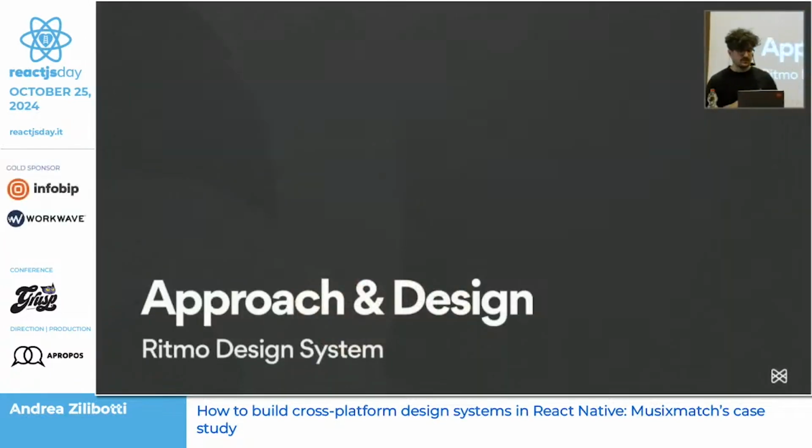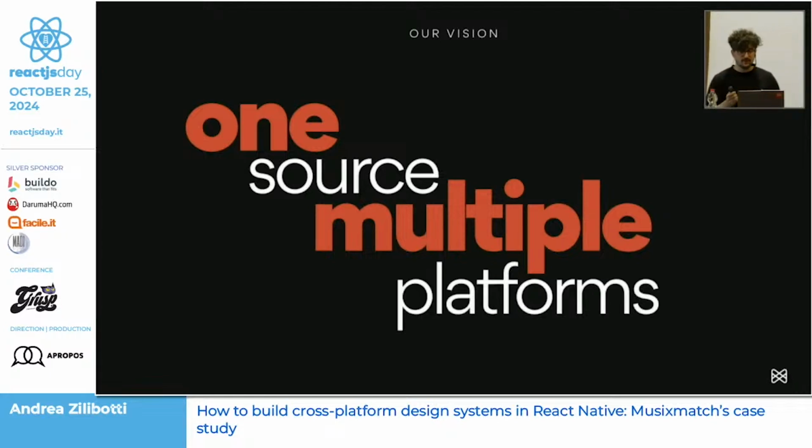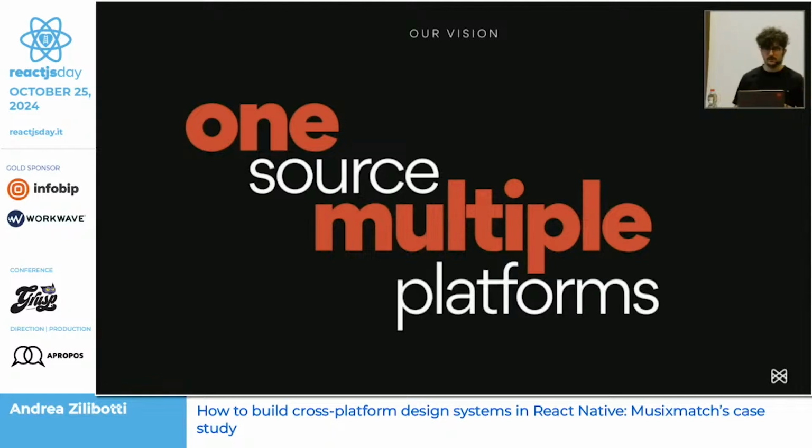So let's start by talking about the approach. At the time, in 2019, this was our vision. We had the iOS and Android app, which were our core products, let's say, because thanks to those apps, we created our large community. But then, as I was saying, we needed to create other products and go on web. And for this reason, we realized that probably we need a way to create a unique source of code and ship it on multiple platforms.